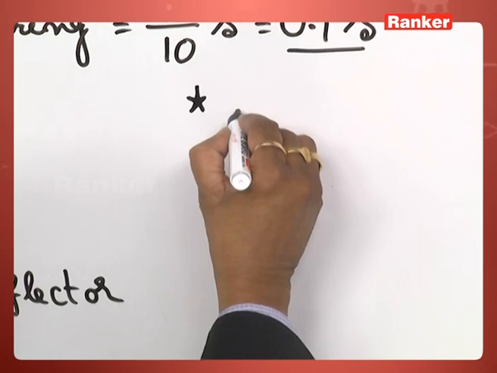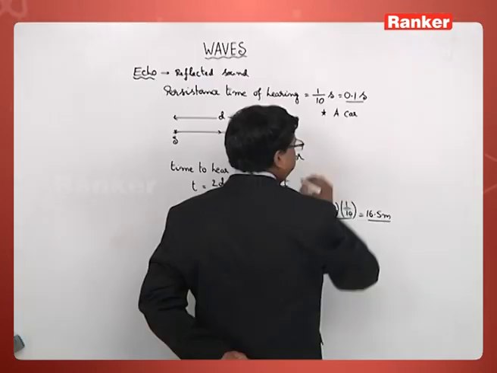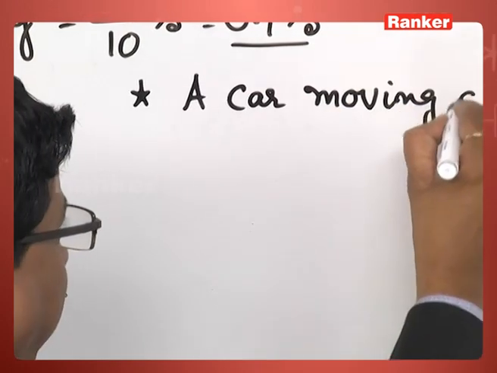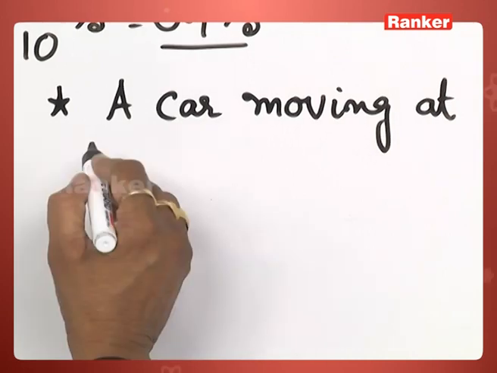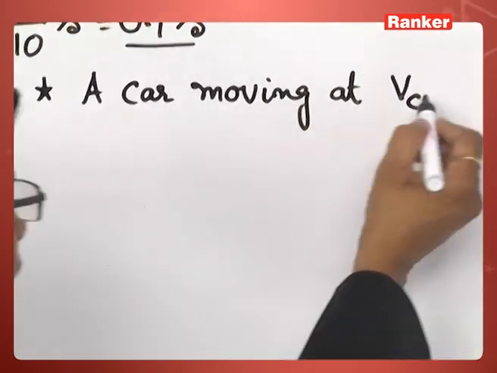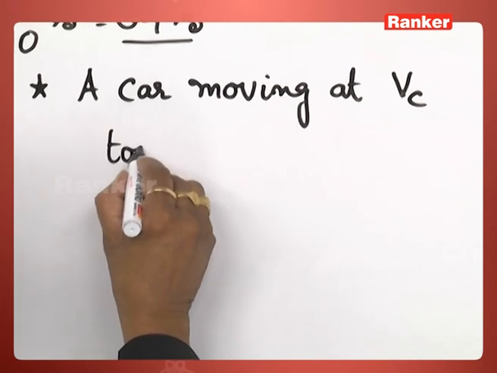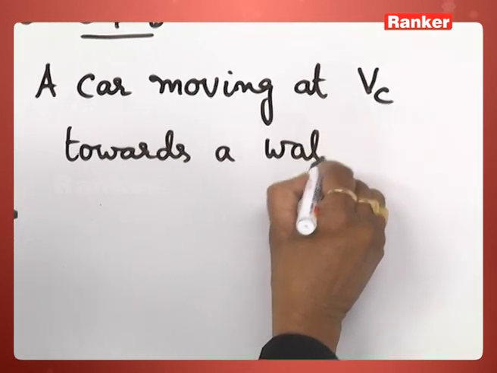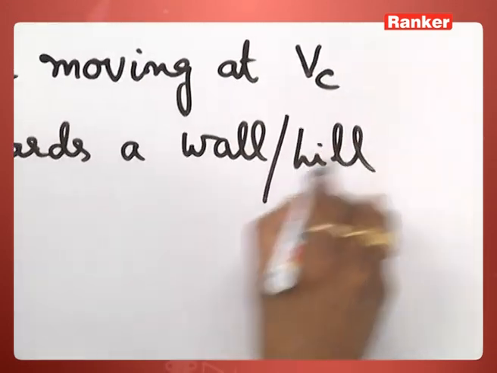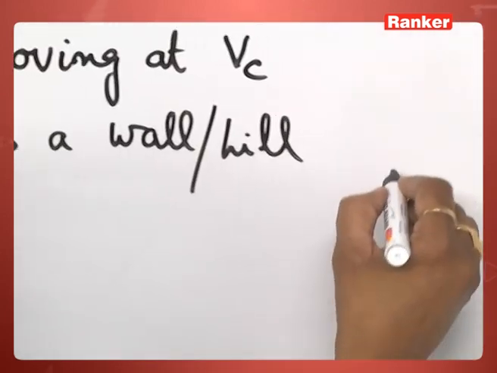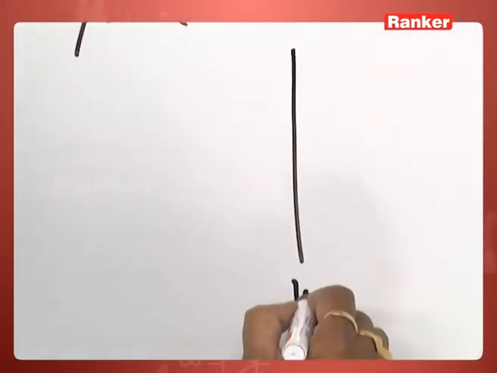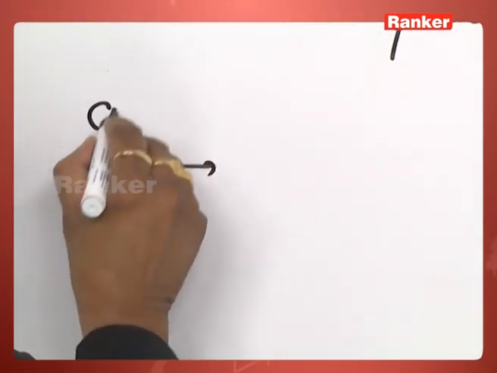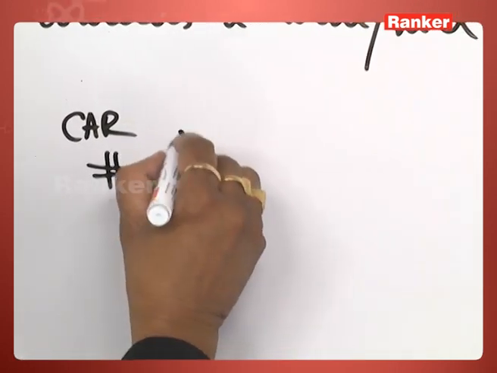Very first case, a car moving at Vc. Let us consider one example here, a car moving at Vc towards a hill or a wall. Now, you can understand well, this one is the hill there or the wall, whatever we are considering, and the car is just moving towards it. This is the car, which of course is moving with a speed Vc.